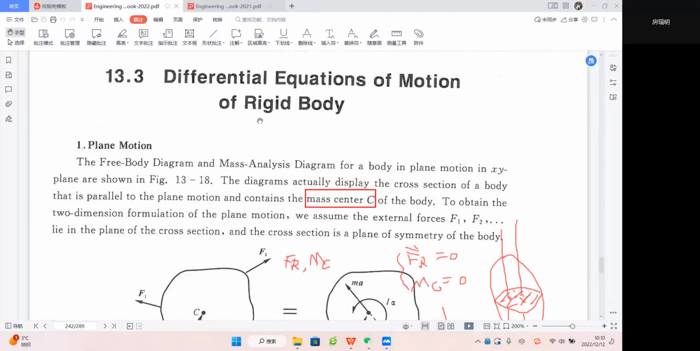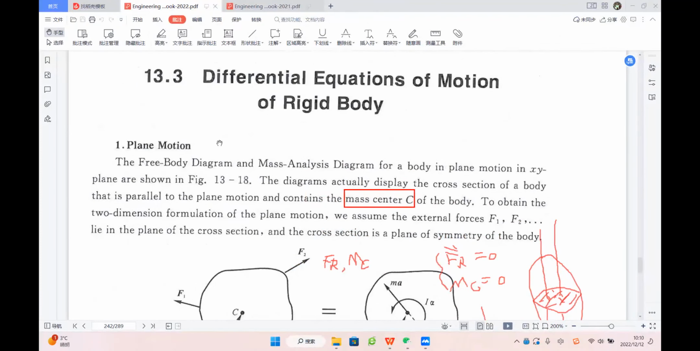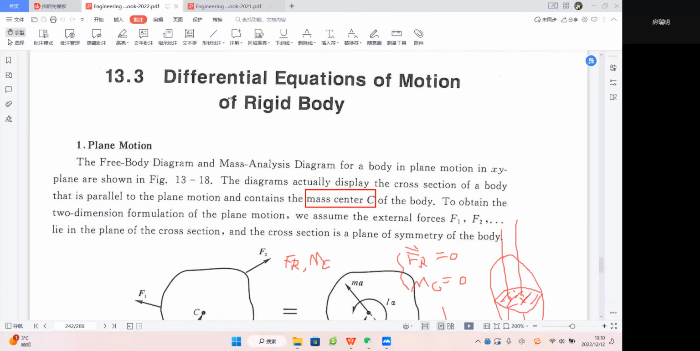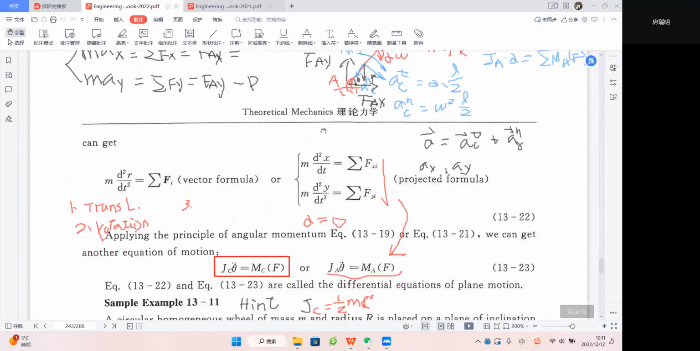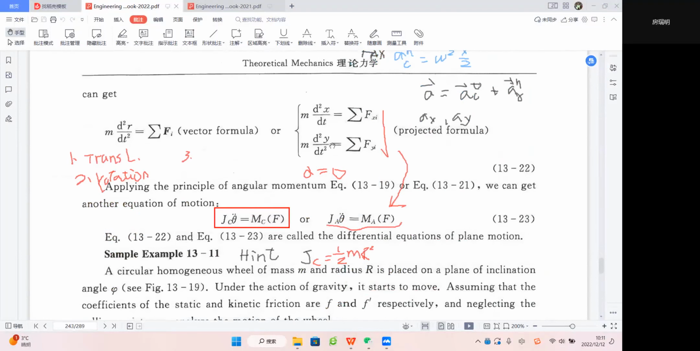So okay, last time we talked about plane motion, differential equations of motion of rigid body. We know a rigid body will have different kinds of motion, maybe translational movement, maybe rotation around the fixed axis or fixed point, right? And another one is plane motion. So actually, we have finished the subset of plane motion. We know its formula will be first two is this.